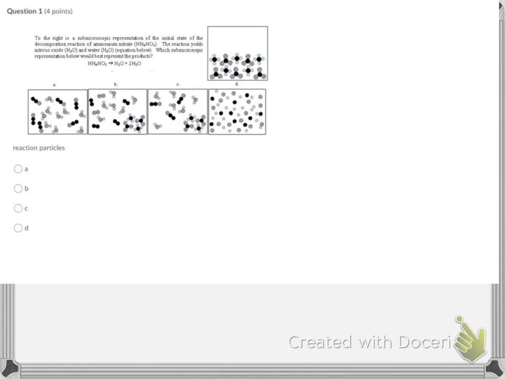Here we have a question in which we're given a balanced reaction, and we're given a starting point, which is in the box. And the question is, what must have been the products? Right, so we've got to go through what each of the particles are.